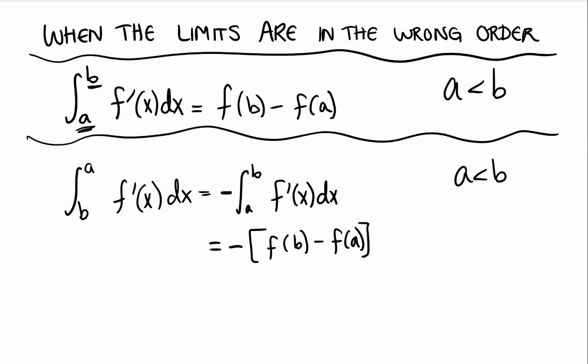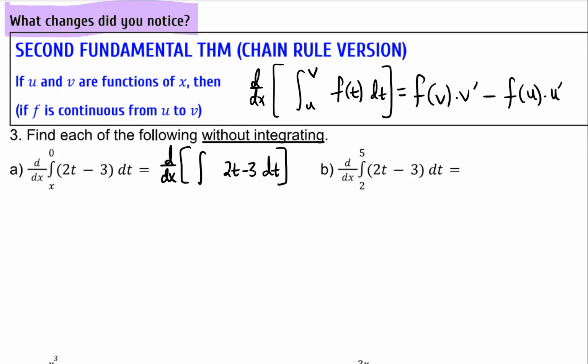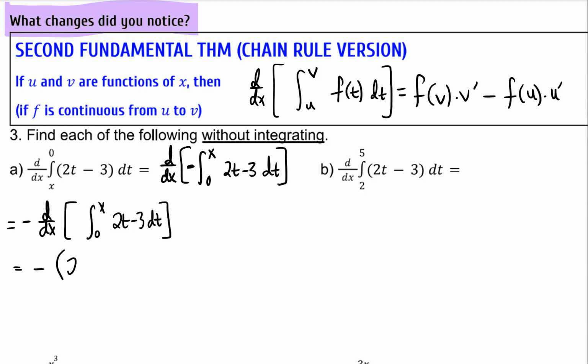Now, back to the example. We can switch our upper and lower limits as long as we make our entire integrand negative. You can always take that -1 outside of your derivative. The derivative of the integral from 0 to x with respect to t is just the integrand with x instead of t. You can distribute or leave it as is.